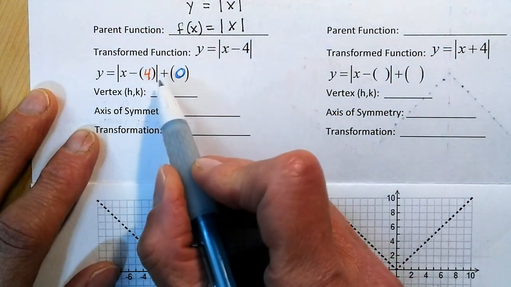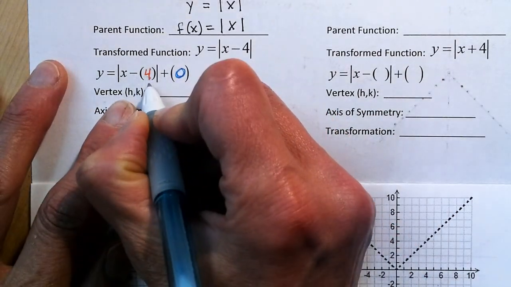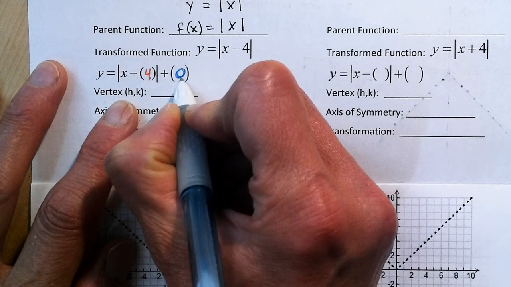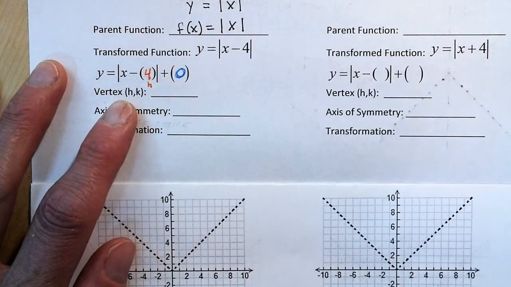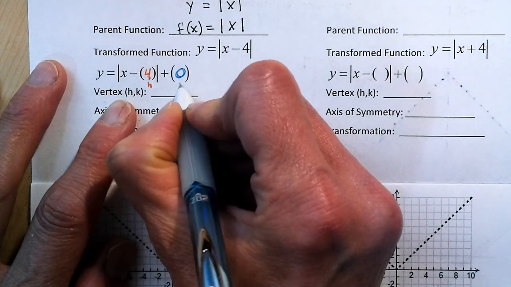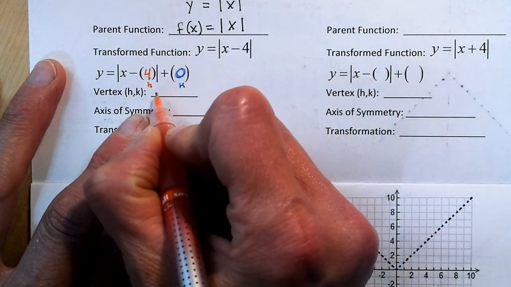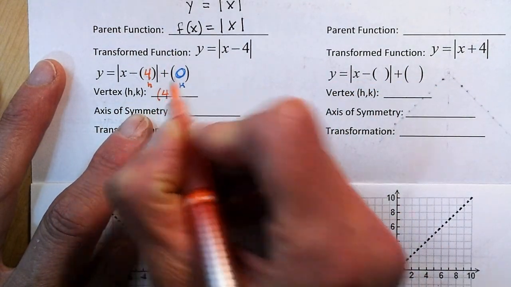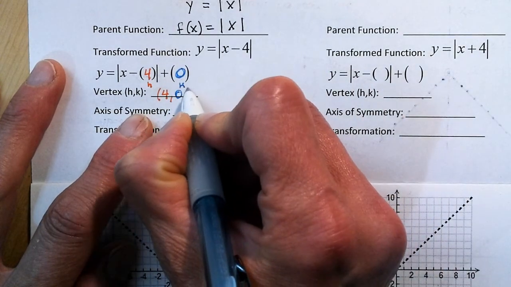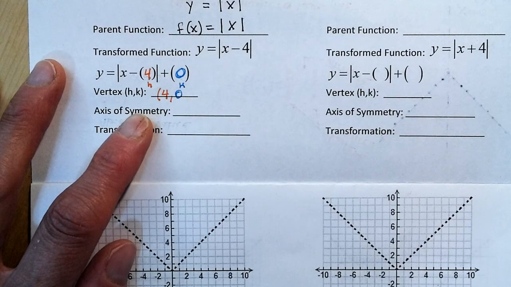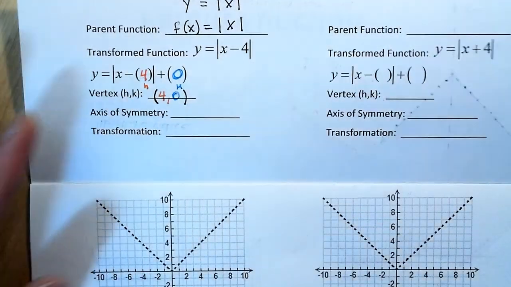So looking here, I'm going to get my vertex. This here is like my h, and this is like my k. I'm going to write this like this. This is like my h, and this is my k. Which means then that my vertex is 4, 0. Okay, I'm going to show that to you in just a second. We're going to do this on the calculator before I get ahead of myself.